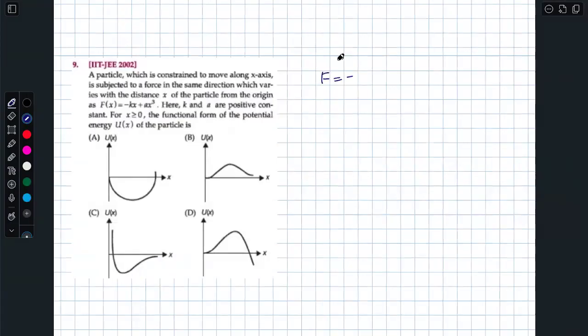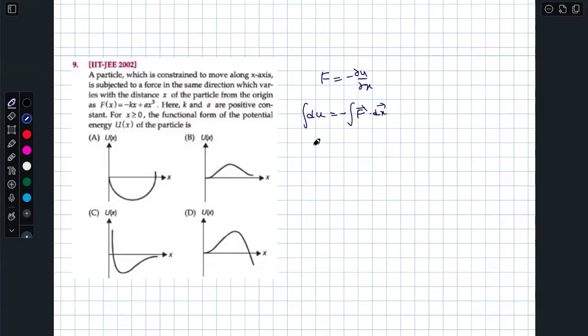This is complete mathematics stuff. n number of times you will get the same question in CAT or VAT or whatever it is. You need to do it by your own. I'll give you 10 minutes time for that. Minus dou u by dou x, how do you write this? du is minus f bar dot dx bar.